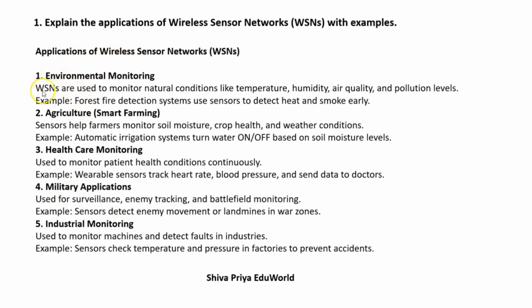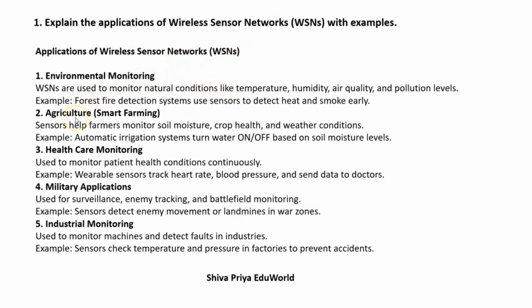Environmental monitoring. Here, wireless sensor networks are used to monitor natural conditions like temperature, humidity, air quality and pollution levels as well. That is why we use these wireless sensor networks to monitor the environment. Clear? For example, forest fire detection systems use sensors to detect heat and smoke early. This is how exactly they use wireless sensor networks in the real world.